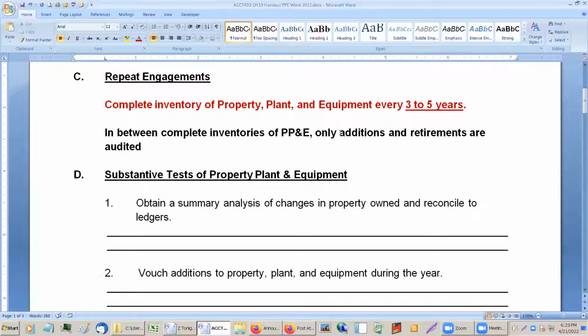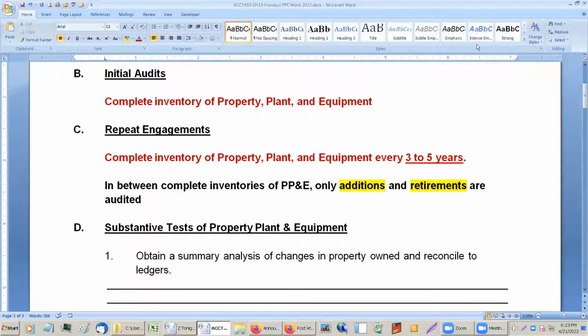In between complete inventories, only additions and retirements are audited. So we did a complete inventory last year, let's say. This year, we're just going to see what was added to it, what was retired, and audit those things rather than do a complete inventory.